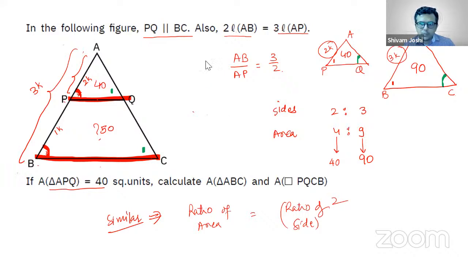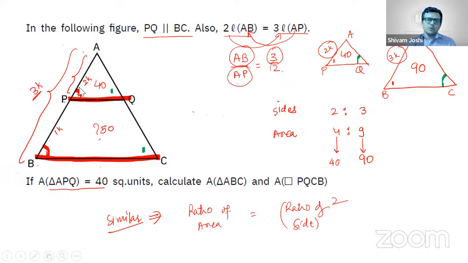How did we distribute 3K and 2K? Because of this ratio of AB upon AP, if I shift AP to the left and 2 to the right, what I'm getting is AB upon AP is 3/2. I just need to go to the diagram and write AB as 3 parts, so 3 parts is 3K, and AP as 2 parts, which is going to be 2K, right?